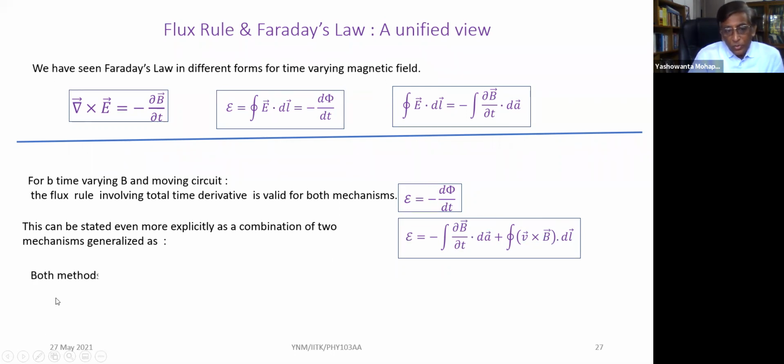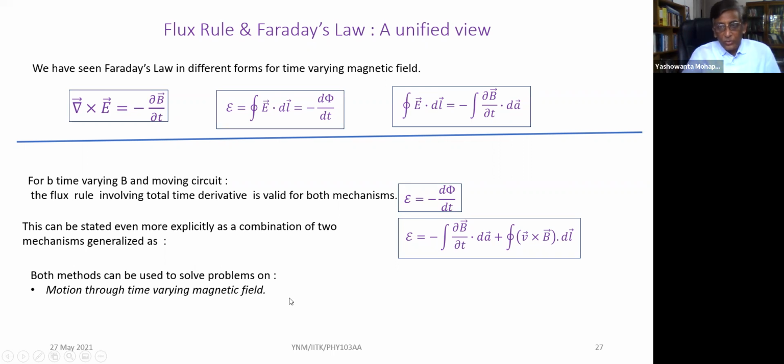Okay, so both methods can be used to solve problems on all kinds of cases when there is motion through time varying magnetic fields. Okay, so here we are talking about only the time varying magnetic field, but suppose there is a circuit moving also, and there is a time varying magnetic field, then of course I can use this because this is a total time derivative. I can look at the net flux change because both because of movement and because of time varying. Okay, but if I want to look at the contribution of the time varying magnetic field separately to the EMF and because of the motion, then the answers to the two would be the same in both cases. They're equivalent.